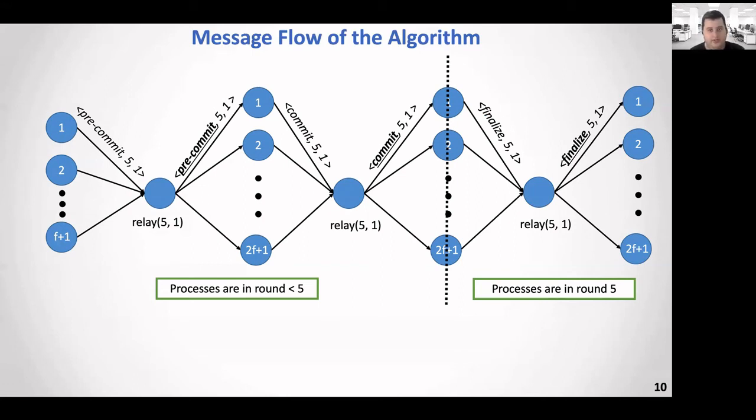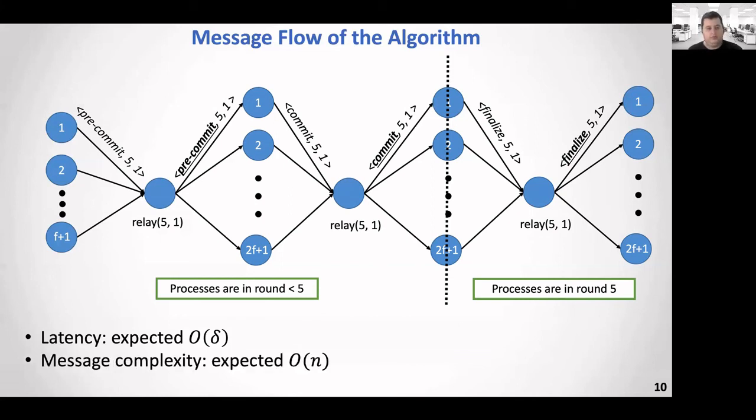Regarding performance, as I've mentioned, the expected number of Byzantine relays until the first correct relay is expected constant. Therefore, the latency is also expected to be constant. In terms of message complexity, each relay receives an expected number of linear messages. Again, the expected number of relays is expected constant. Therefore, the overall performance is also expected linear.